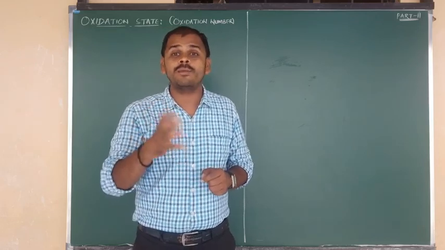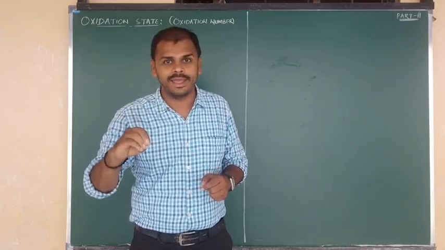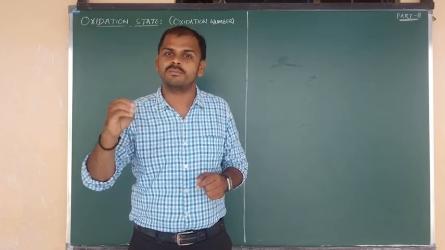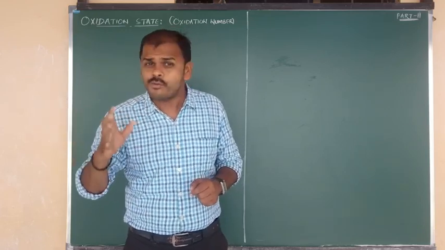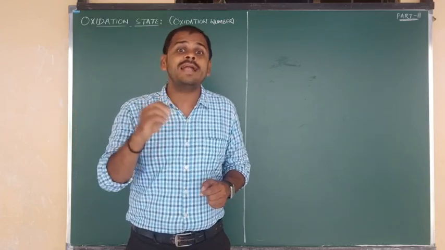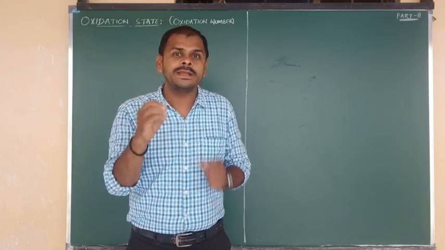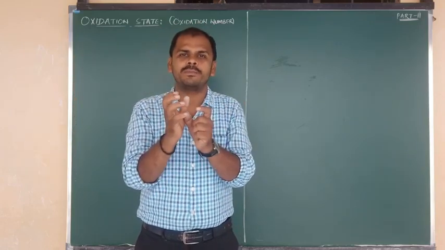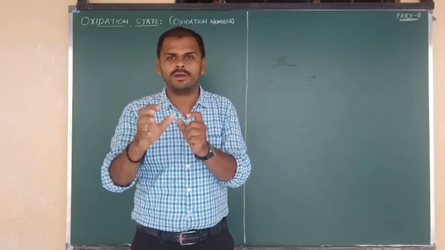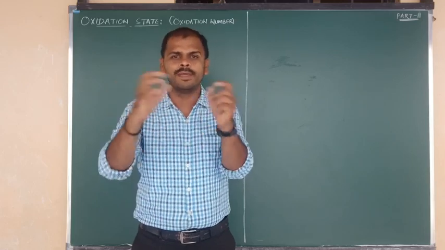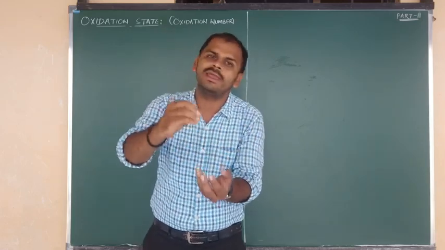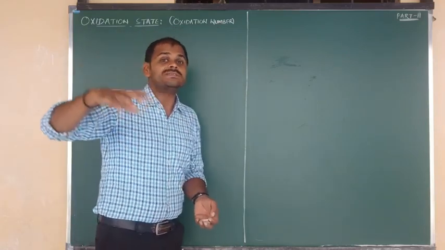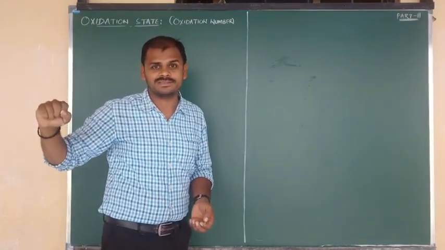And we have seen that 1 mole of any gas contains Avogadro's number of particles, maybe atoms or ions. What is the value of Avogadro's number? 6.023 × 10^23. That many atoms, ions or particles are present in 1 mole of any respective substance. Such information we have seen in the last video class.